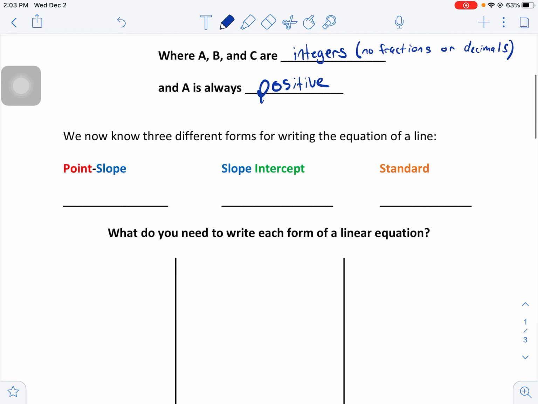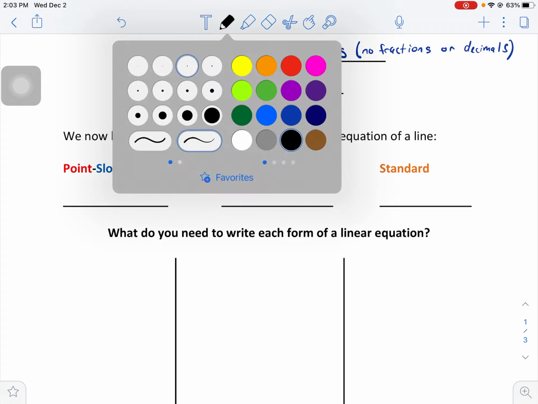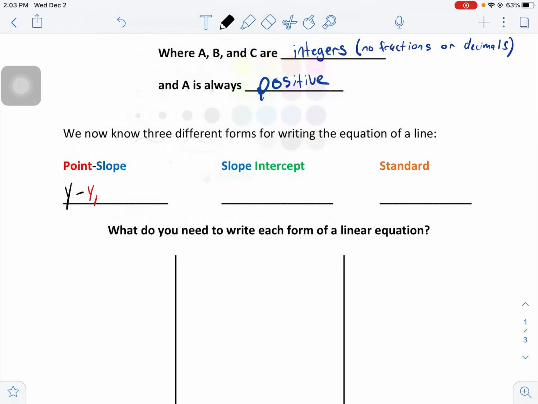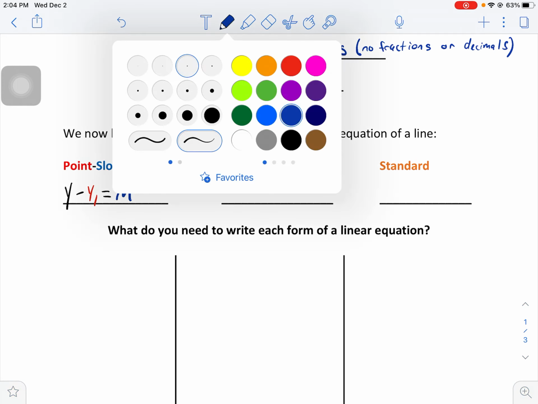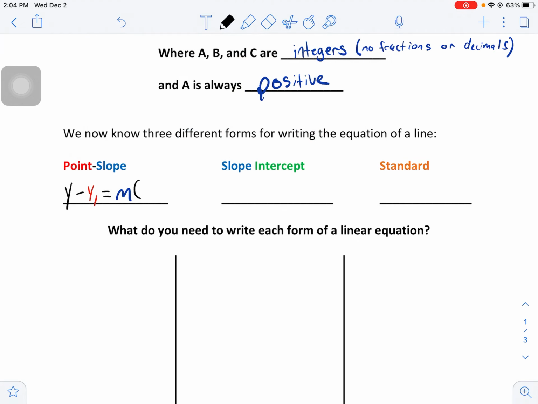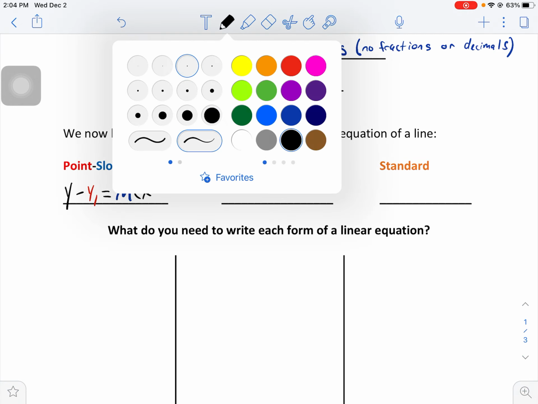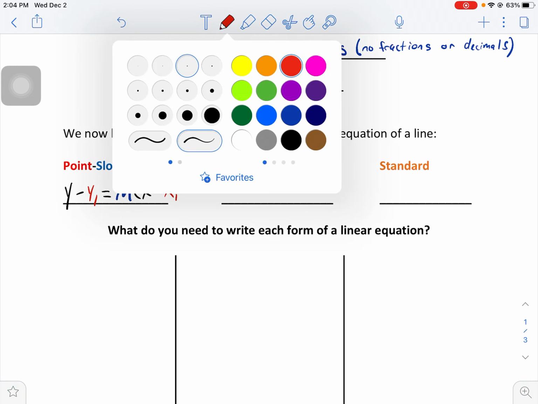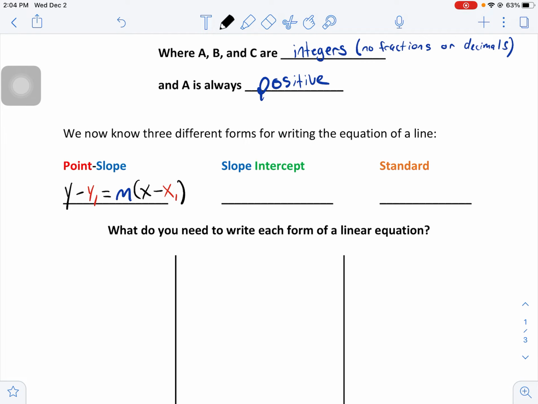So we now know three different forms for writing the equation of a line. The first one being point-slope form, which is the one we've just talked about. So point-slope form is going to be y minus y1 is equal to the slope, which is m, times x minus x1. And that was our point-slope form.